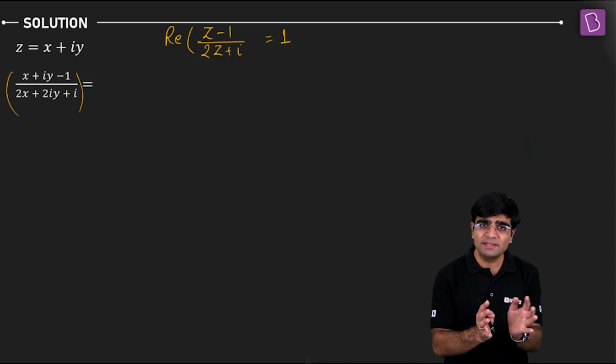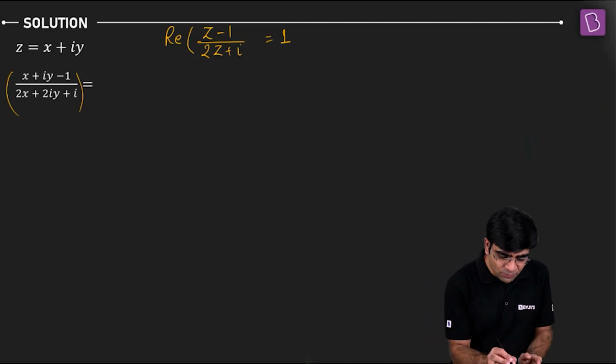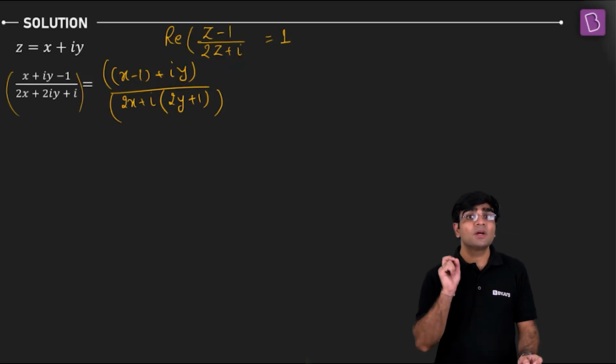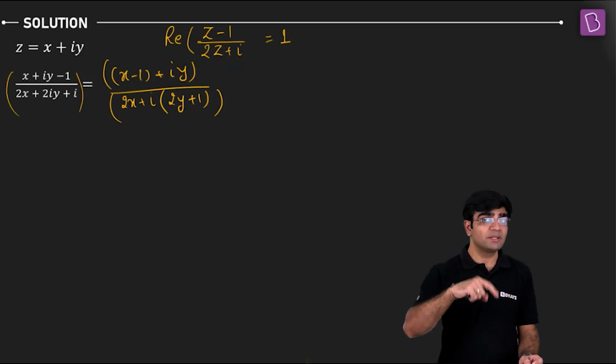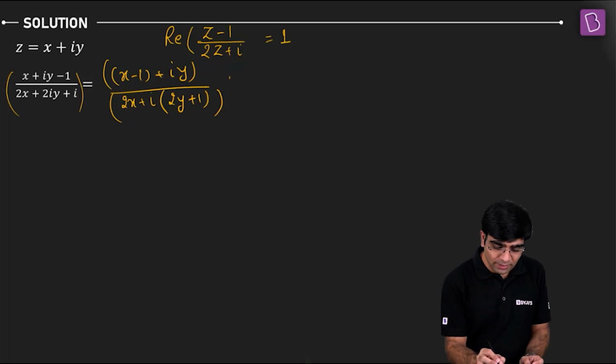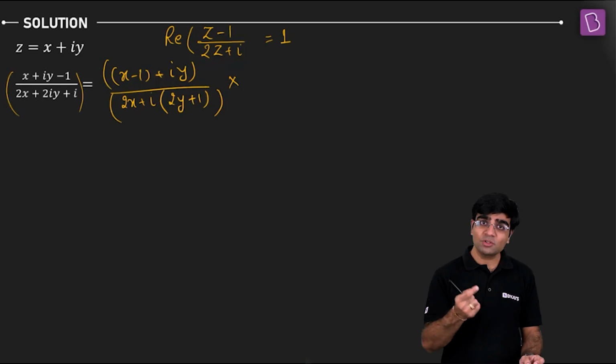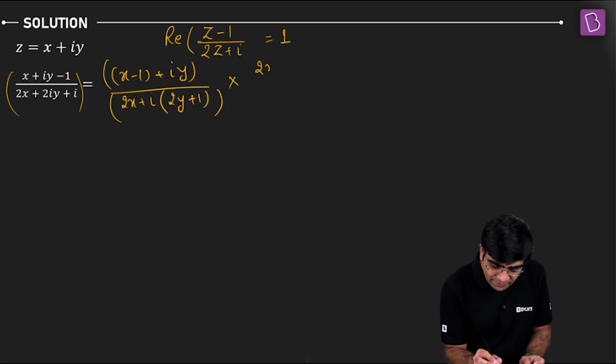So let's collect the terms with iota and others quickly. I get x minus 1 plus iota y in the numerator. In the denominator, if I collect the terms, we get 2x plus iota times 2y plus 1. What's my next step? Multiply by the conjugate of the denominator in the numerator and denominator both, so that I make the denominator a purely real number. So multiply by the conjugate of the denominator, which is 2x minus iota times 2y plus 1.